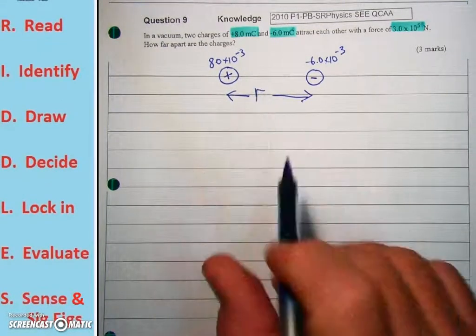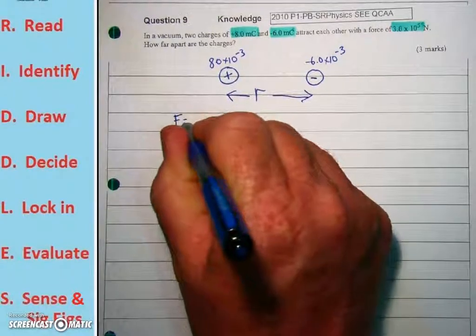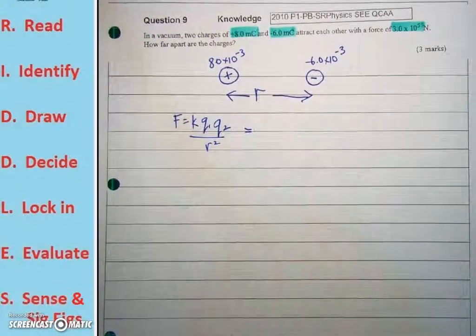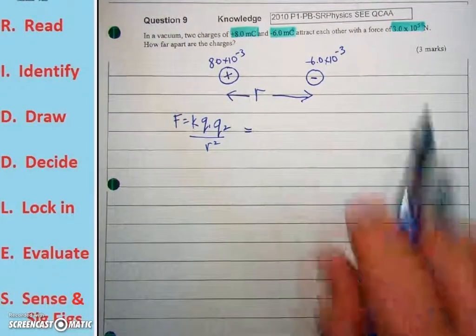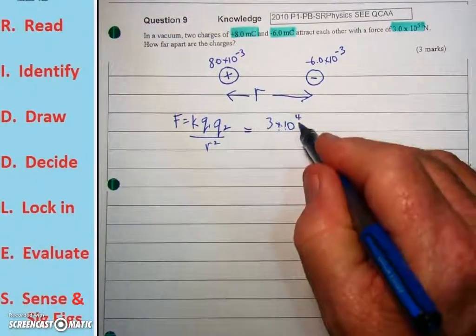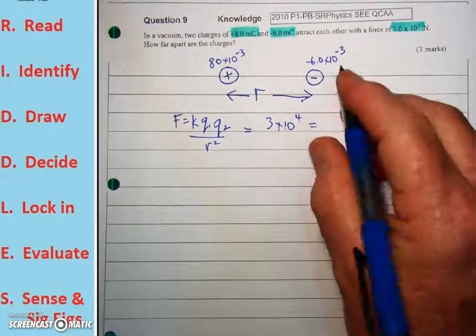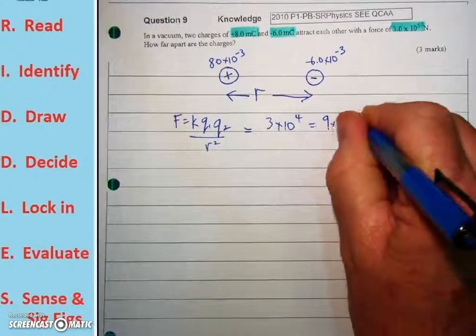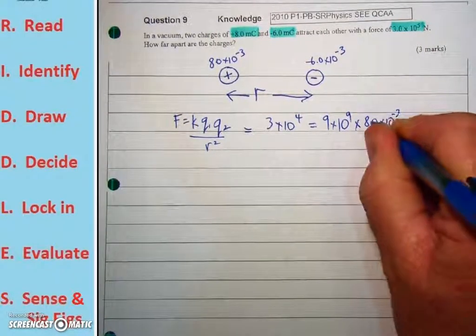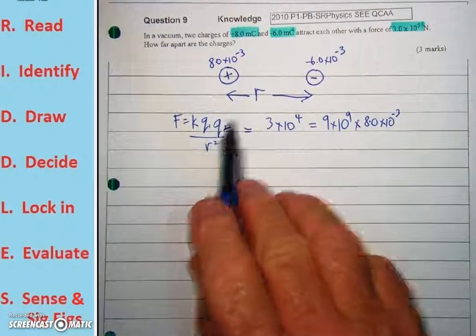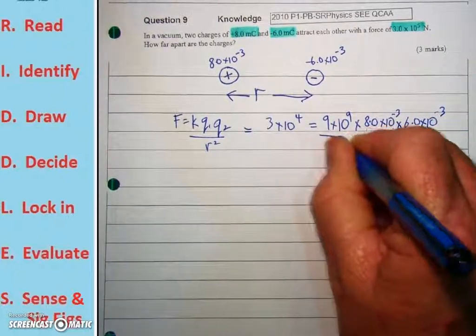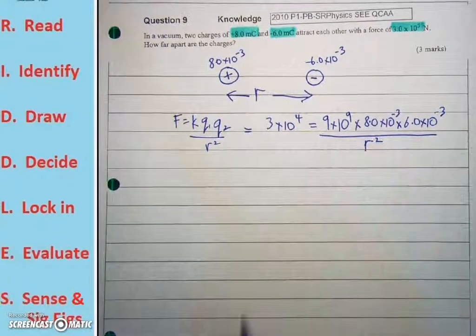We now need to decide. We decide on Coulomb's law, F equals K Q1 Q2 on R squared. Now we plug in the values. The force is 3 by 10 to the 5, that's in Newtons. K is 9 by 10 to the 9. Q1 is 8.0 by 10 to the -3. Q2 is -6.0 by 10 to the -3, divided by separation squared.